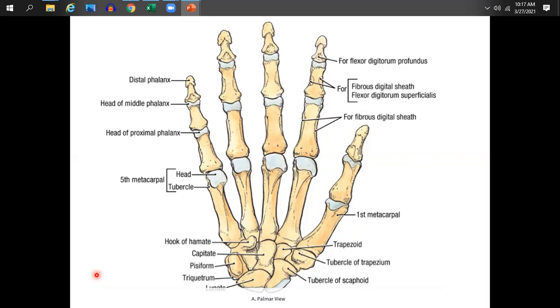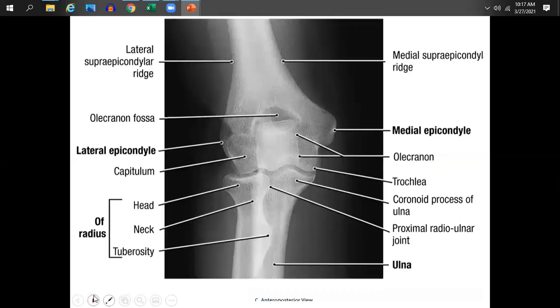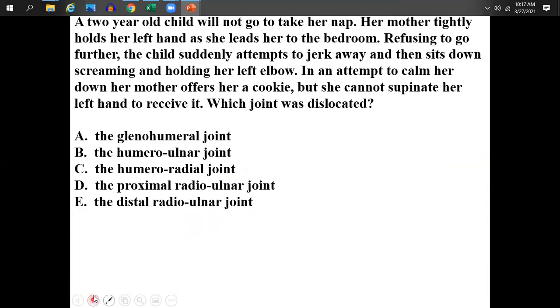Kristen, I have a question about the question. It's like 4 or 5 slides down where she gave a practice question. It was basically asking, the child got a cookie and then she couldn't supinate her arm, and the answer was D. So what would make the answer E? Distal radial ulnar joint. Do you even ever dislocate that? I don't know if you ever dislocate that.